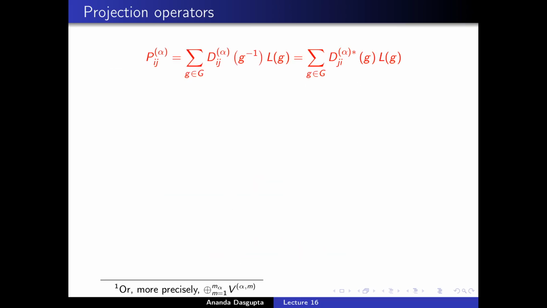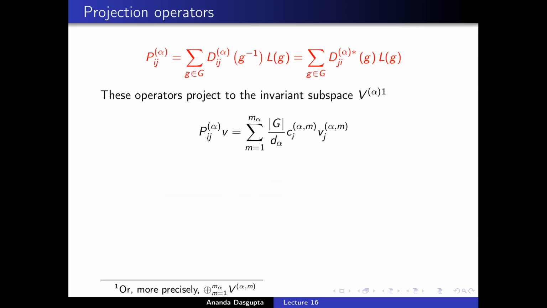Now in the special case where the irreducible representations that you are using happen to be unitary, this can also be written in this particular form. You can replace the D^alpha_ij(g inverse) in the formula for the projection operator by D^alpha_ji(g) conjugate. This simply follows from the fact that all the matrices of a unitary representation are also unitary matrices. That is, the inverses are the same as the adjoints.